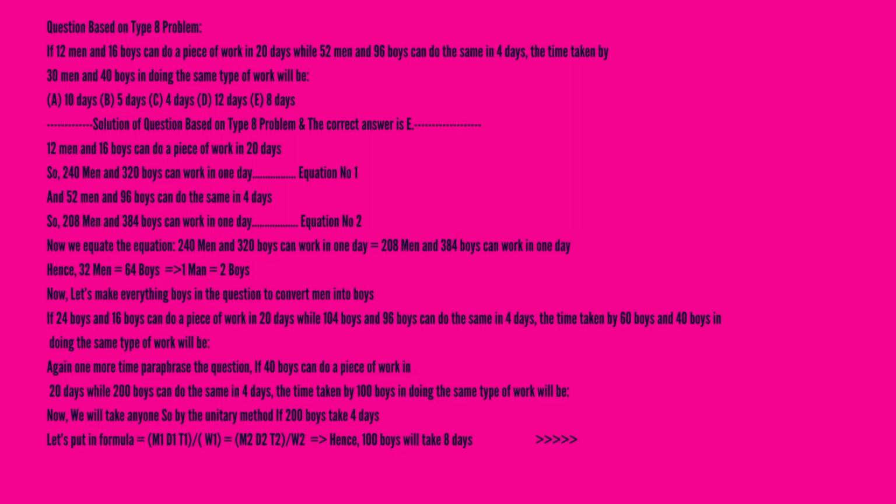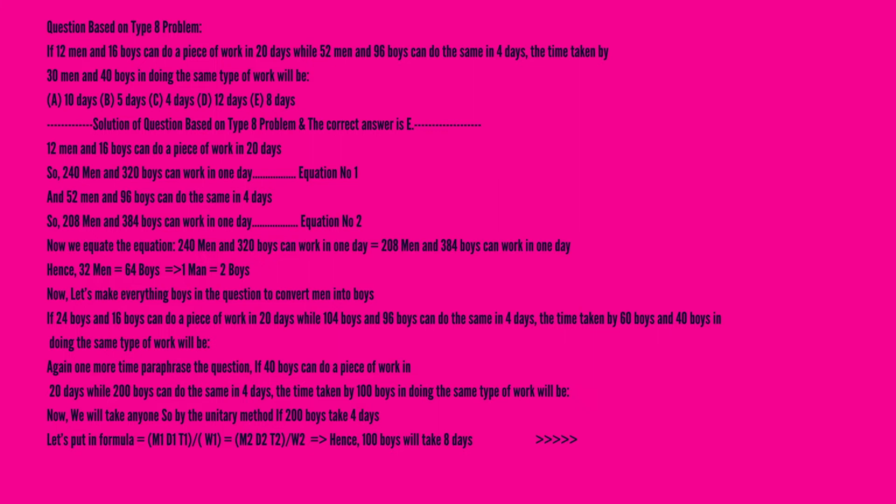The question is, we are going to put man again in boys, 60 boys and 40 boys in doing the same work in how many days. So again, one more time we are going to paraphrase the question. So we know that 40 boys can do a piece of work in 20 days while 200 boys can do the same work in 4 days. The time taken by 100 boys in doing the same type of work will be what?